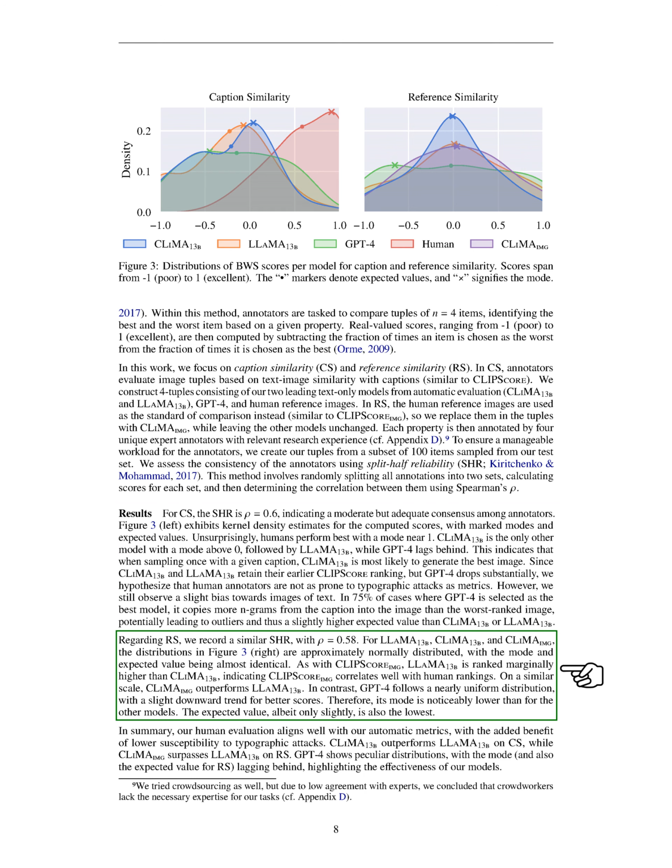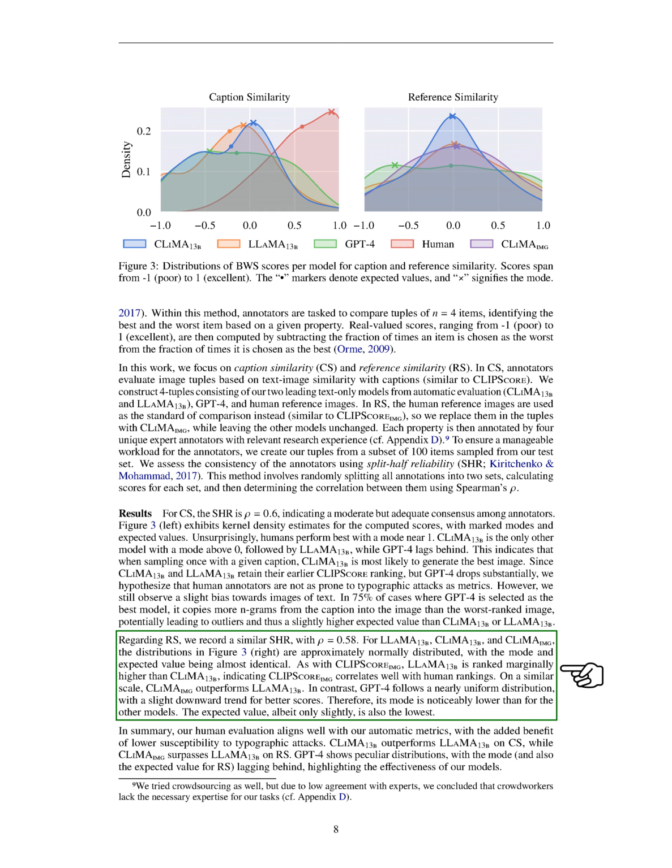In terms of reference similarity, we recorded a similar correlation, with one model ranked marginally higher than another, indicating it correlates well with human rankings. On a similar scale, another model outperformed the rest. In contrast, the last model followed a nearly uniform distribution, with a slight downward trend for better scores. Therefore, its mode is noticeably lower than for the other models.